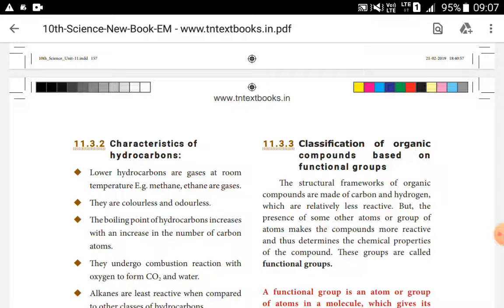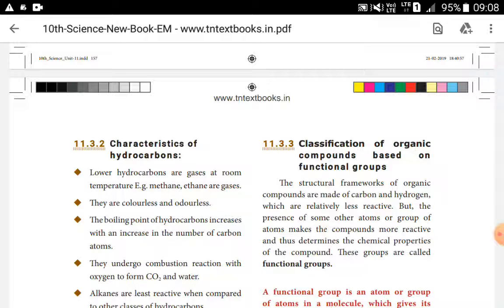multiple bonding, which enable it to combine with itself or with other elements like hydrogen, oxygen, nitrogen, sulfur to form a large number of compounds. And that's why we used to say carbon chemistry is a living chemistry. Without carbon, life on this earth is not possible.